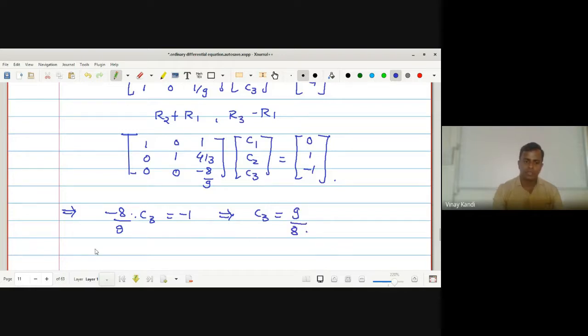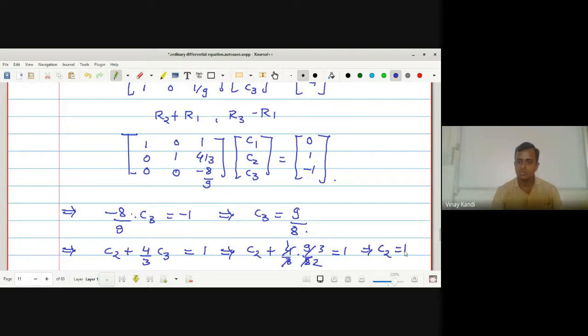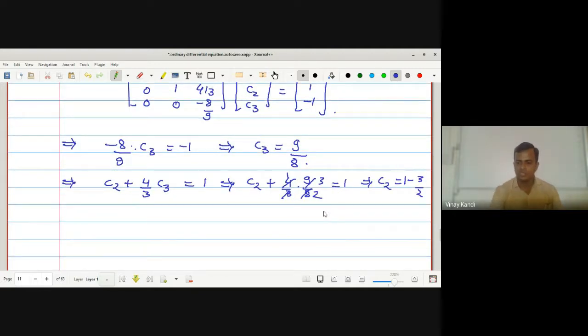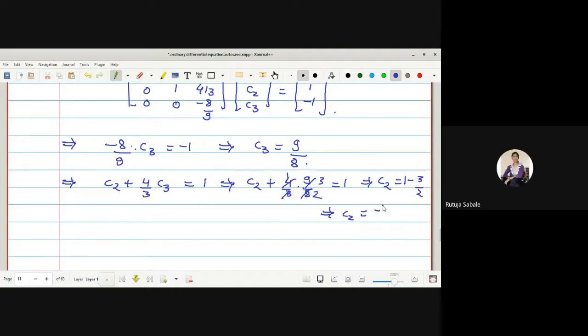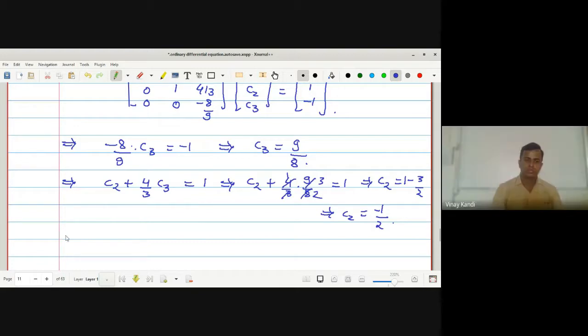Okay, now which implies that c2 plus 4/3 c3, which is equal to 1, which implies c2 plus 4/3 into what is the value of c3, 9/8. 3 3s are 9, 4 2s are 8, which is equal to 1, which implies that c2 is equal to 1 minus 3/2, which implies that c2 is equal to -1/2.